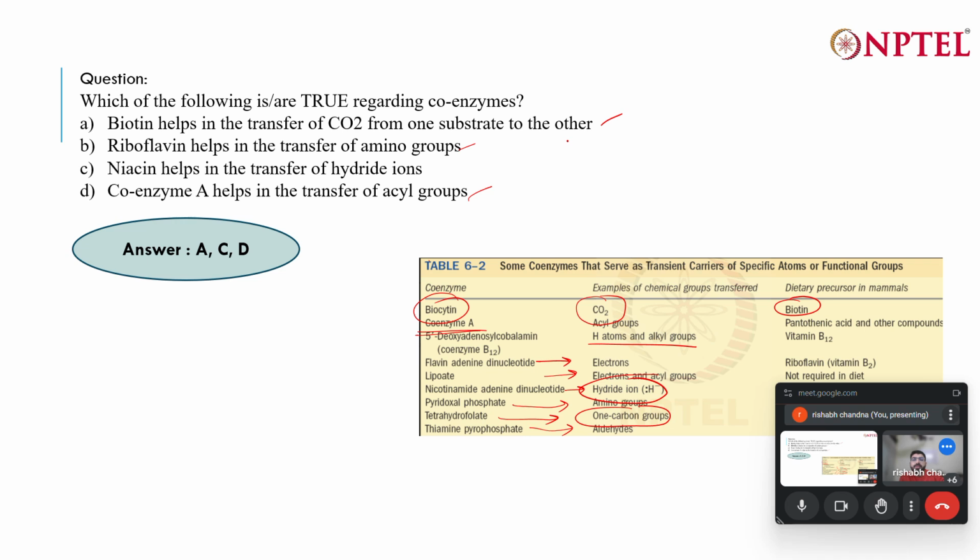So the biotin helps in the transfer of CO2 from one substrate to another. Yes, this is correct. Riboflavin transfers amino groups. Yes, this is also correct. Niacin helps in transfer of hydride ions. No. NAD helps in transfer of the hydride ions. Niacin is the source of NAD. So this is false. Coenzyme A helps in the transfer of acyl groups. Yes, this is correct. So the correct option is option A, C, and D.